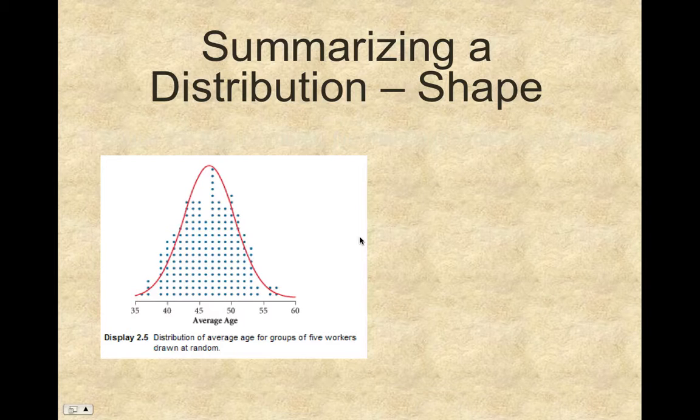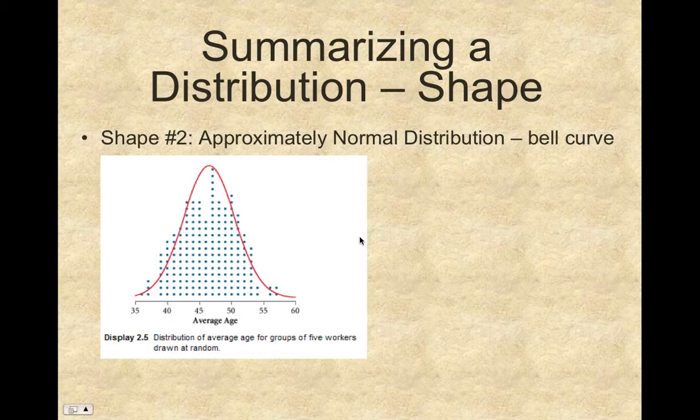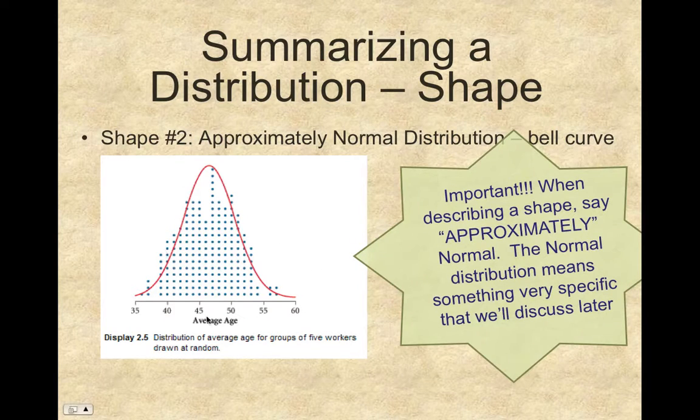In a distribution such as this one, we would call this approximately normal. It's a bell curve. The middle values occur with the highest frequency, and then the more extreme values, both above and below, decrease in frequency in a symmetric way. So this is symmetric, single peak, a bell curve.